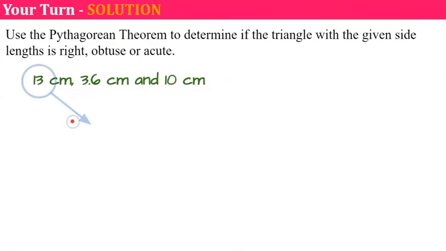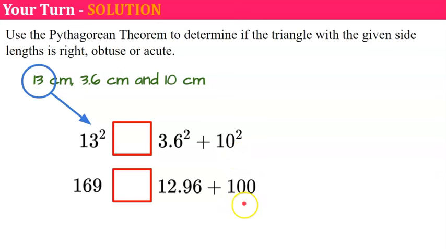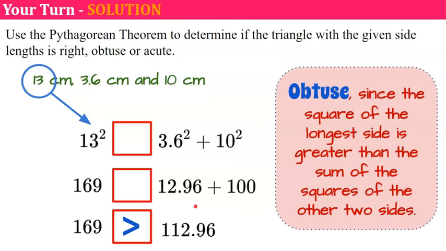Welcome back. So identifying our longest side, 13, we're going to square 13, and then we're going to determine equal to, greater than, or less than. We're going to take 3.6 and square it, and 10 squared. So 13 squared is 169, and 3.6 squared is 12.96, and 10 squared is 100. Adding these together, we get 112.96. So 169 is greater than this value, telling us that this triangle is obtuse, since the square of the longest side is greater than the sum of the two smaller sides squared.